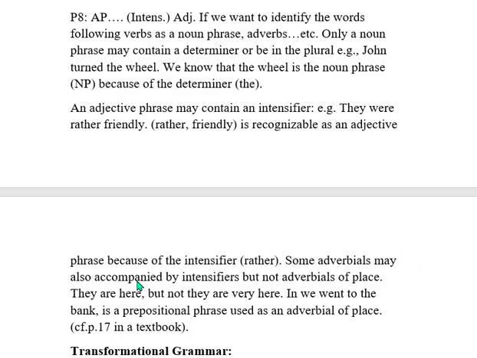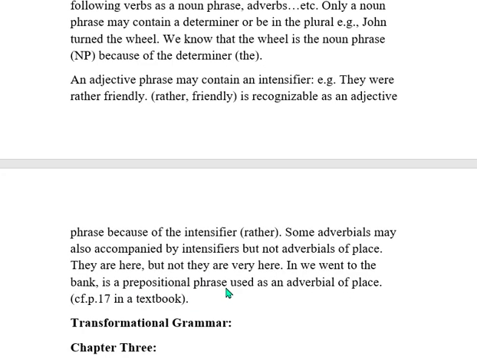Some adverbials may also be accompanied by intensifiers, but not adverbials of place. Adverbials of place, that means it is not preceded by an intensifier. They are here. We say they are here in this sentence, but not they are very here. It is not a complete sentence. It does not contain the meaning. In we went to the bank, it is a prepositional phrase. Why do we say prepositional phrase? Because there is a preposition in the sentence, and after the preposition there is a noun used as an adverbial of place.